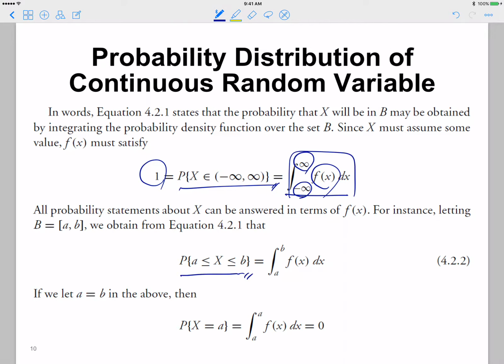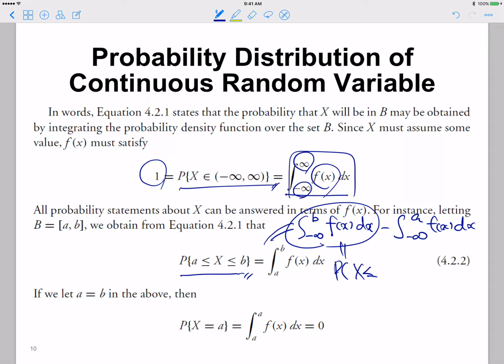Then this guy can be represented by this one, right? Because this guy is the probability of x being equal to or less than b, and this guy is the probability of x being equal to or less than a. Yep, and altogether, if we combine them, we can have this starting point at a and ending point at b, and then do the integral.